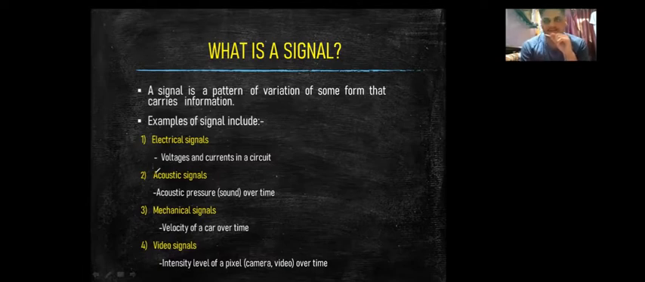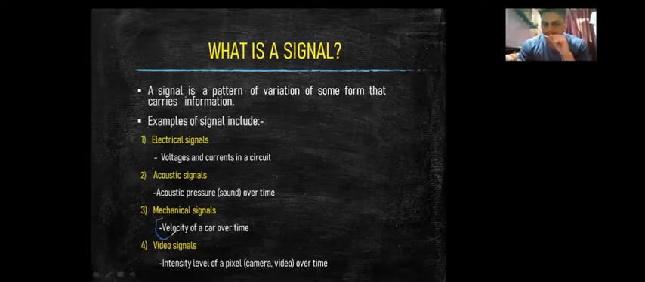In electrical signals, we all know that voltages and currents carry some amount of electrical information from one source to another point. And acoustic signals is nothing but sound. When we create a sound, the sound pushes the air molecules surrounding it, and hence it propagates from one point to another point, and we hear sound. Similarly, mechanical signals are signals which are caused because of mechanical systems. Here an example is given of the velocity of a car.